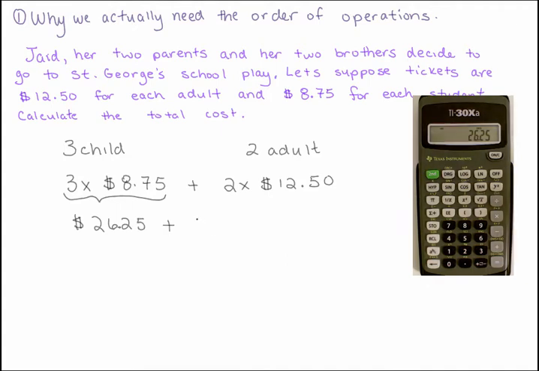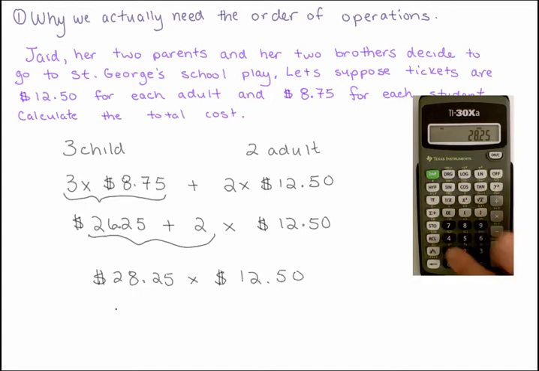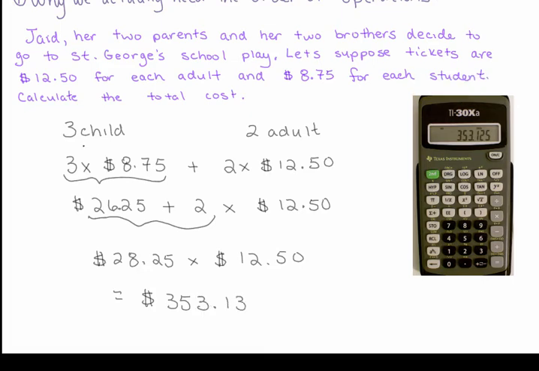And then we continue with the rest of the equation because we didn't really touch it. Now, if we were to go left to right, I need to do 26.25 plus the 2, which would become $28.25. And then finally, our last step would be $28.25 times $12.50, which would become $353.13.